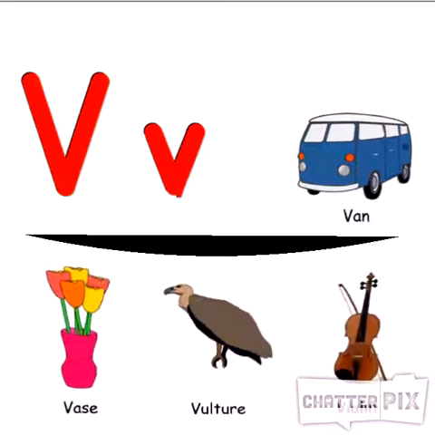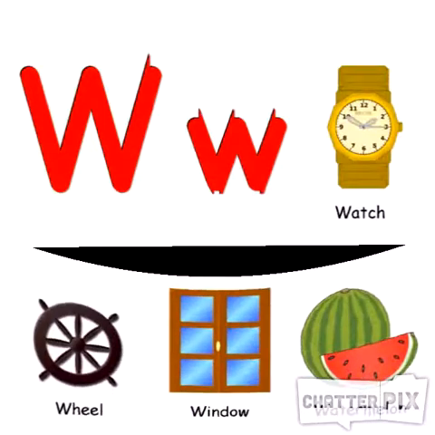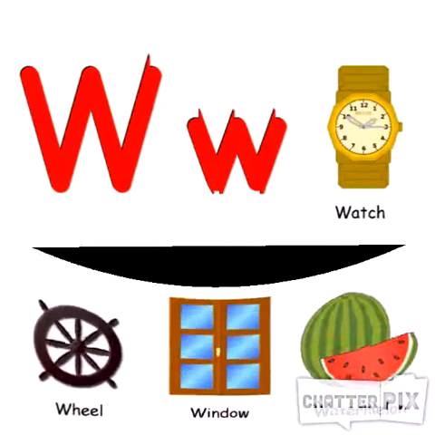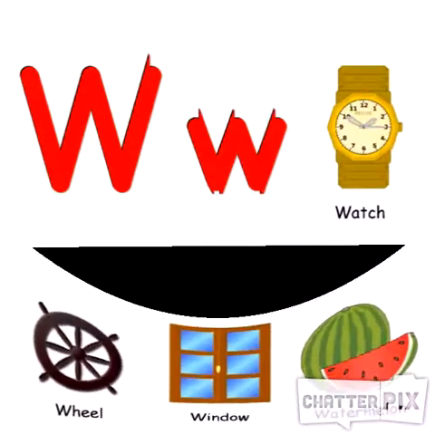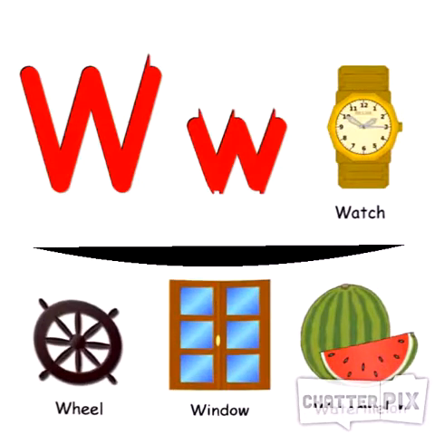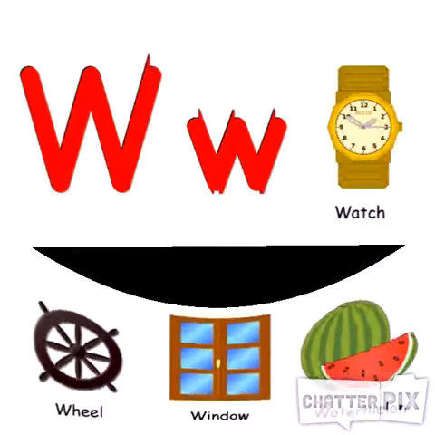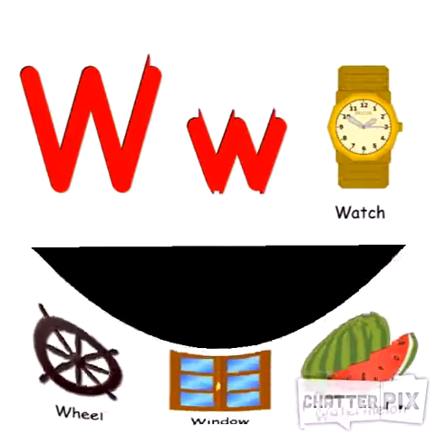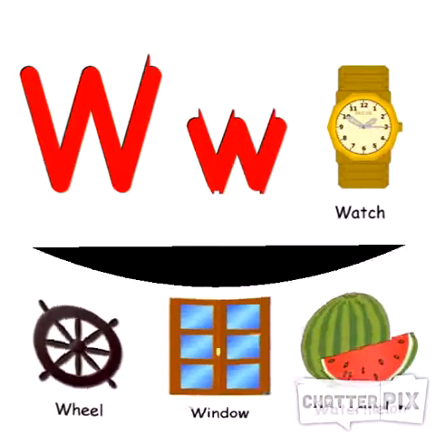Vulture, V. Violin, V. So children, after letter V, the next letter is W. And sound of letter W is wa. Wa. It's not V. Va is the sound of letter V. This is W. Sound of W is wa.